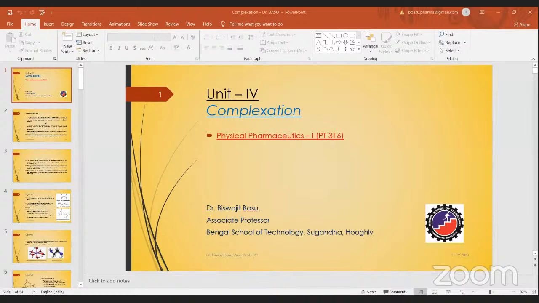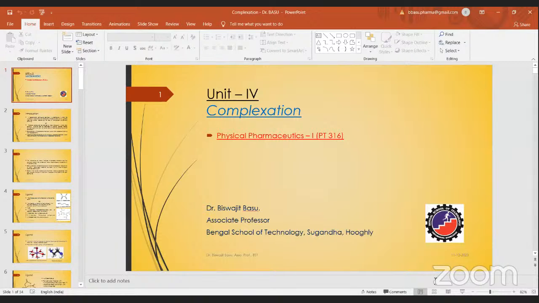Sir, toxicity or ulcerogenic effect of indomethacin is decreased with the help of cyclodextrin. Okay. Or any other applications? For example, how can the physical state of any compound be improved by the help of complexation?